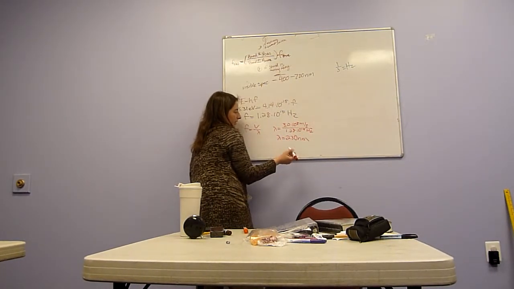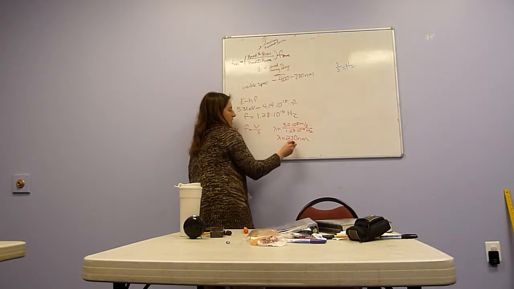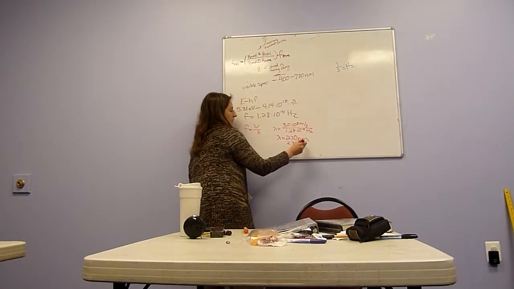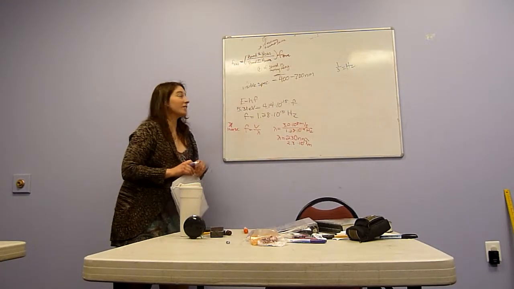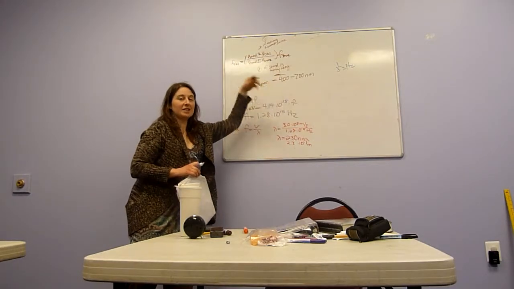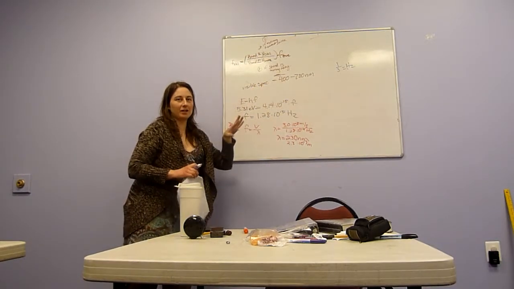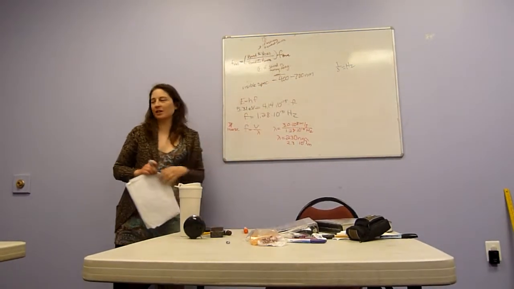How else could you write that? 2.30 times, or no, it's two significant digits, so 2.3 times 10 squared, or 10 to the negative 7 meters. Yes, thank you. So it'll always basically be 10 to the negative 7 if it's visible light. Because there's plenty of electromagnetic radiation in the world that's way outside of this.